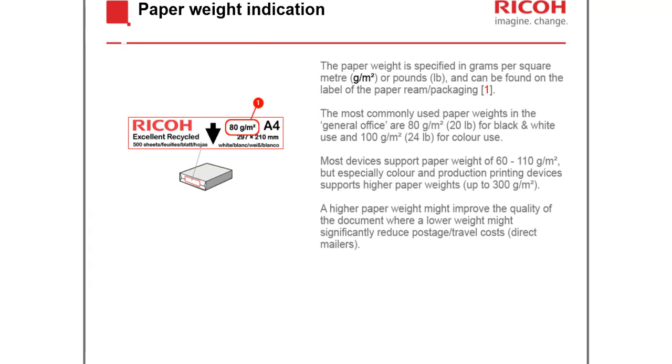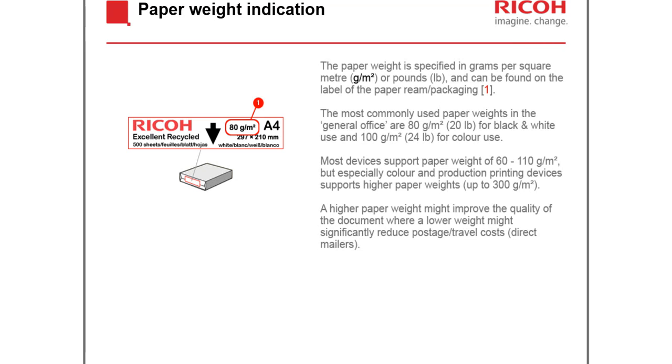The paper weight is specified in grams per square meter or pounds, and can be found on the label of the paper ream. The most commonly used paper weights in the general office are 80 grams for black and white use and 100 grams for color use. Most devices support paper weight of 60 to 110 grams, but especially color and production printing devices support higher paper weights.